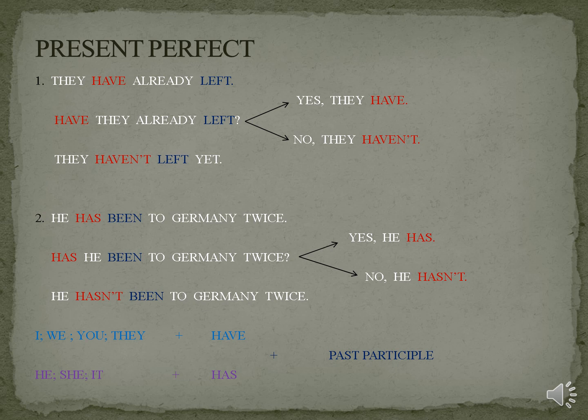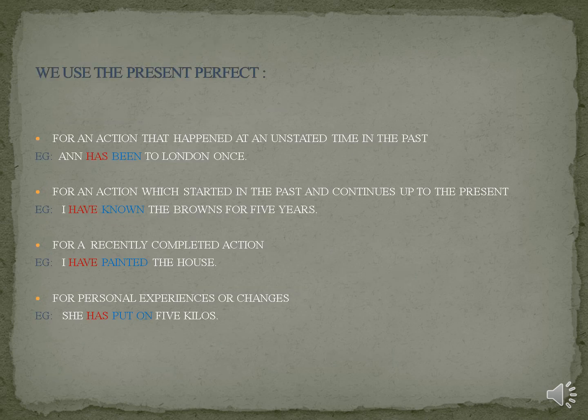Again, bear in mind, if or when the sentence begins in I, we, you, or they, we use the auxiliary have plus the past participle of the main verb. If it begins in he, she, or it, we use has plus the past participle of the main verb. Now let us focus on the uses of present perfect.